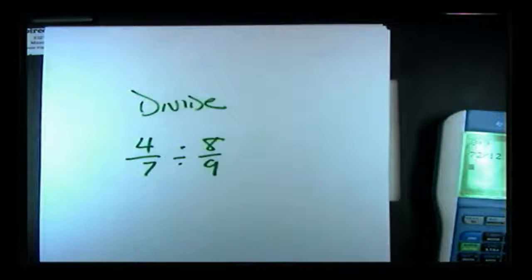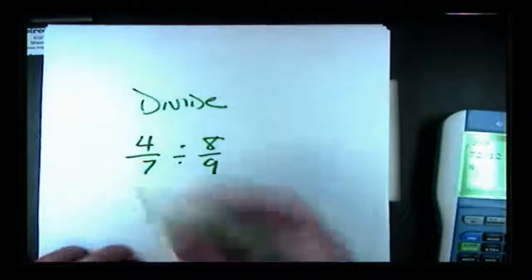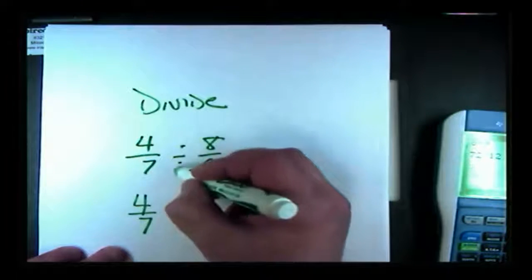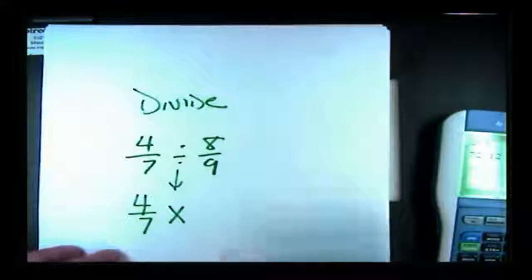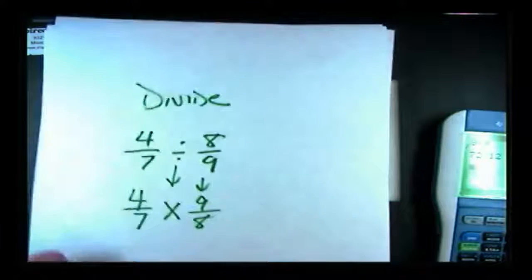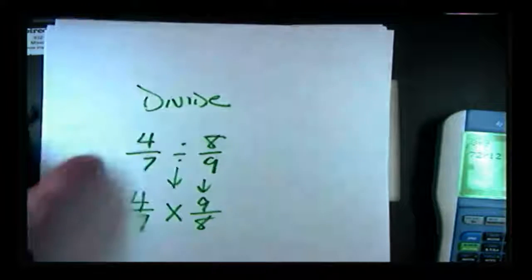So the rule that I had written in the PowerPoint was multiply by the reciprocal. Another way I've heard of it is called keep, change, flip. The reciprocal of 8/9 is 9/8. So I'm going to keep 4/7, change the divide to times, and flip this fraction. And then we're going to do it just how we would if we were multiplying fractions.